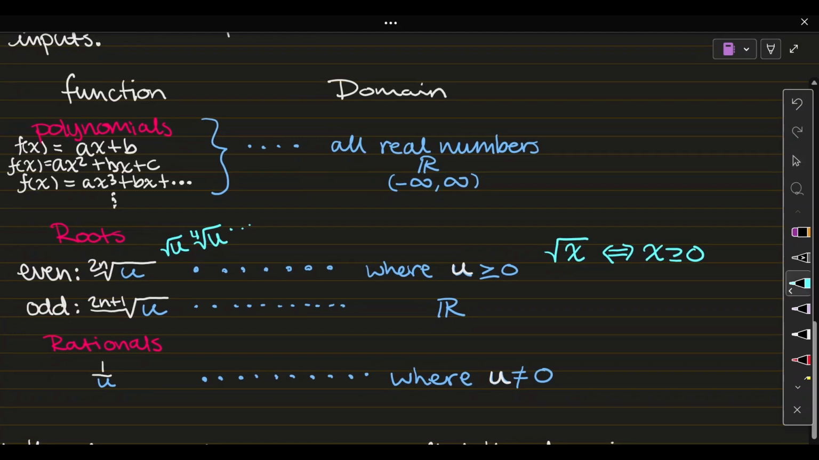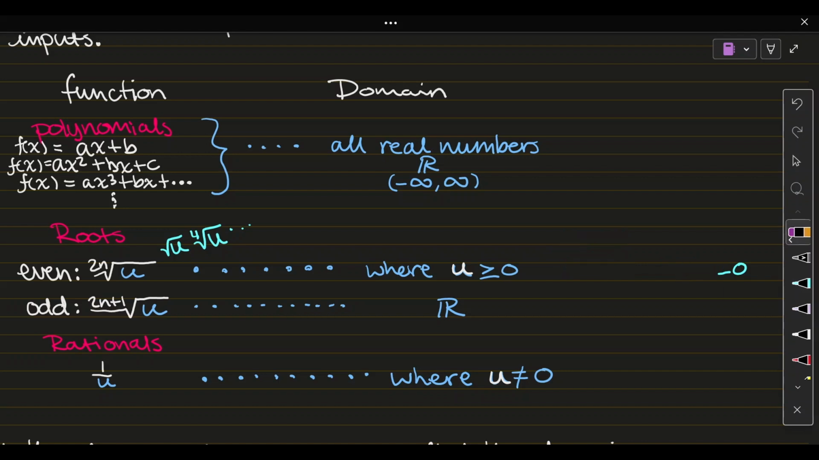And the reason I use u here is because when I have u, what I mean by that is I might have something that looks like the square root of 3x plus 2. Well, I require that whatever is inside the square root be greater than or equal to 0. So I need 3x plus 2 to be either 0 or positive. Can't be negative. We don't allow it to be negative, otherwise we don't get a real number.